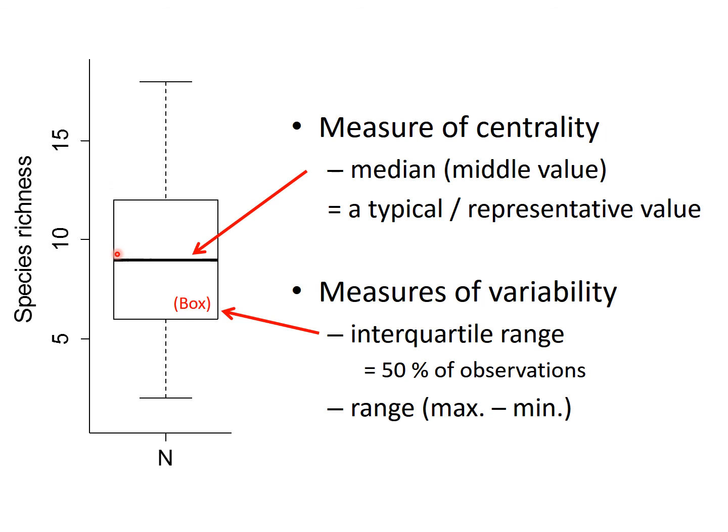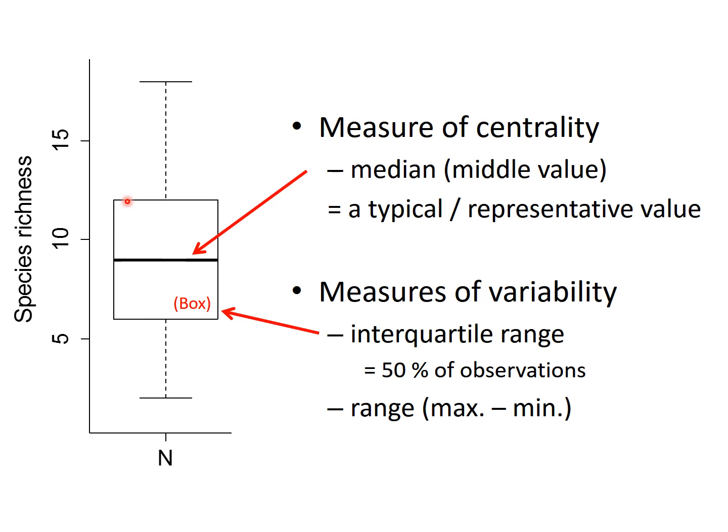Now, the box here is representing the interquartile range. Okay, that's maybe a confusing name, but essentially it's saying 50% of your observations lie between here and here. So our typical or representative species richness on the northern aspect here is about 9 species. And 50% of your observations lie between 6 and 12 species richness.